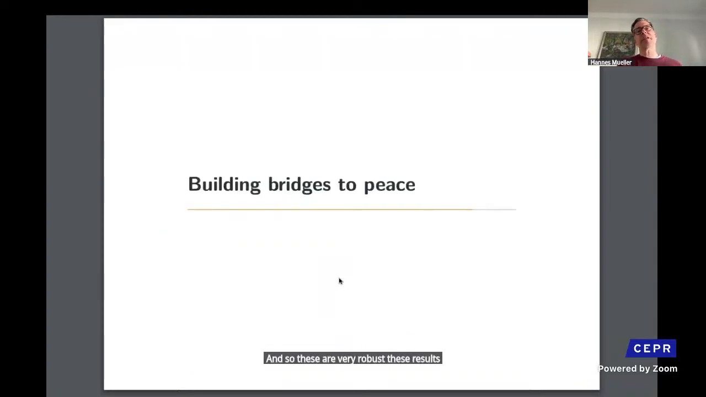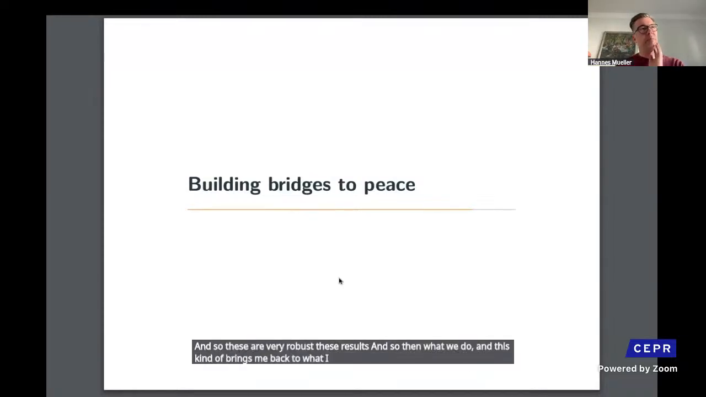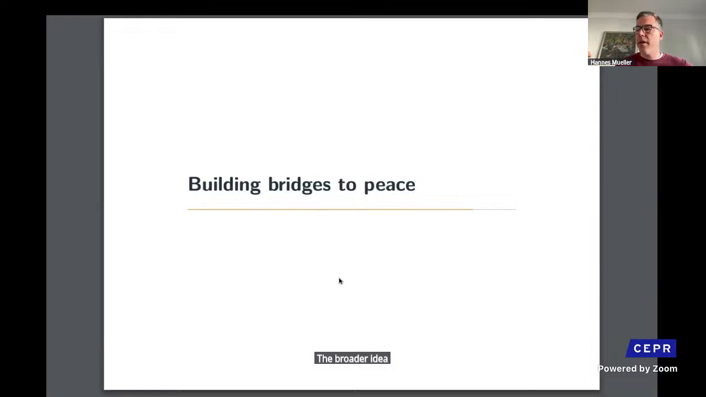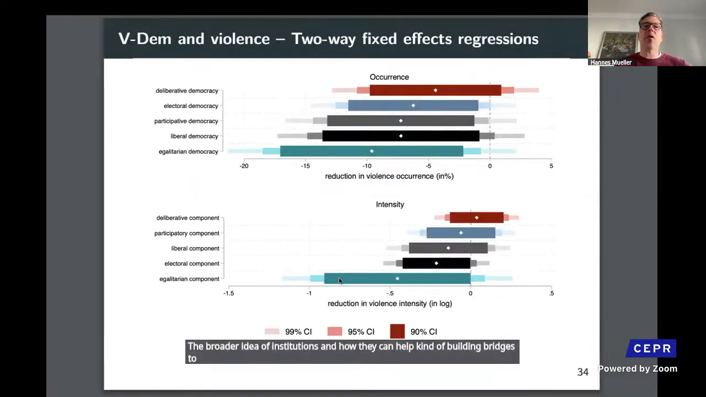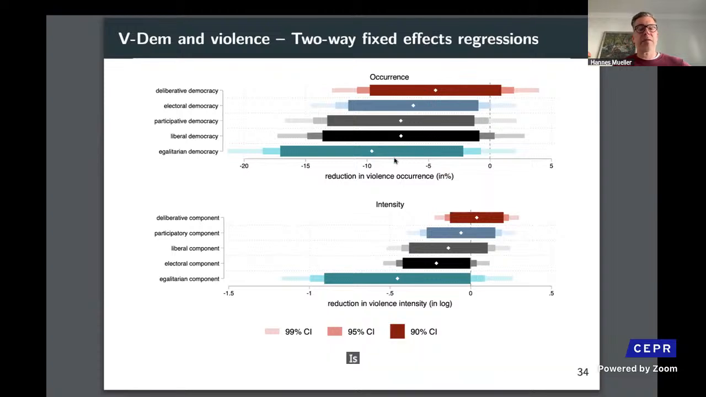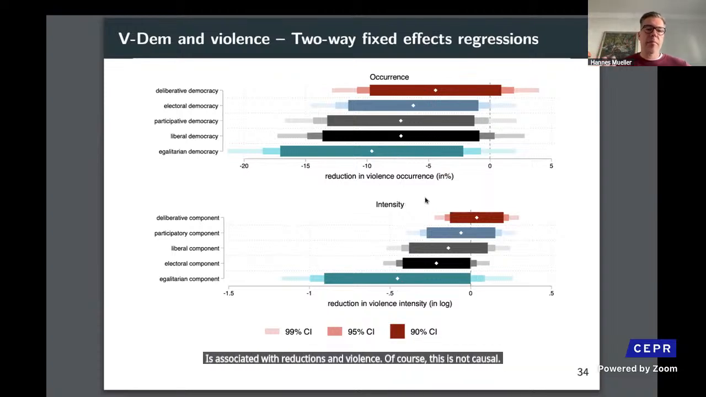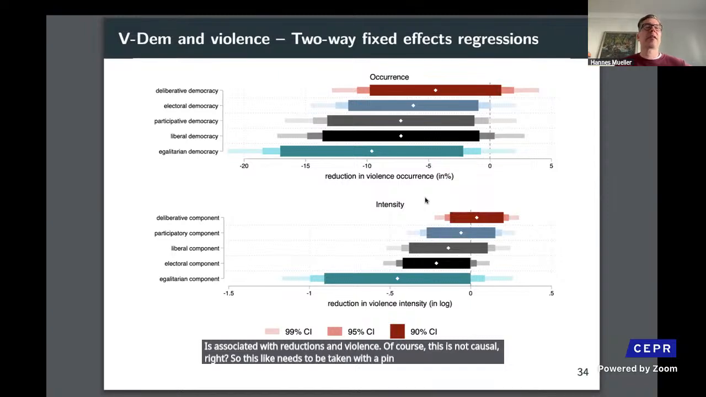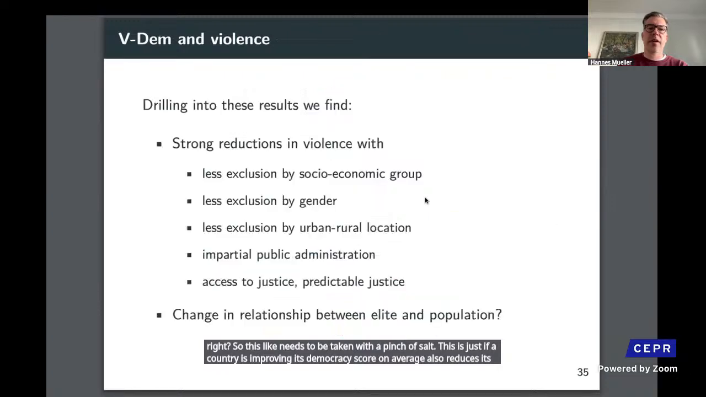And so then what we do, and this brings me back to what I started with, the broader idea of institutions and how they can help build bridges to peace, is that we also look at the relationship between different VDEM scores and violence using two-way fixed effect regressions. And we find that the egalitarian democracy score, as I said before, I said 7% before, a very similar result here, is associated with reductions in violence. Of course, this is not causal, right? So it needs to be taken with a pinch of salt. This is just if a country is improving its democracy score, on average, it also reduces its level of violence.